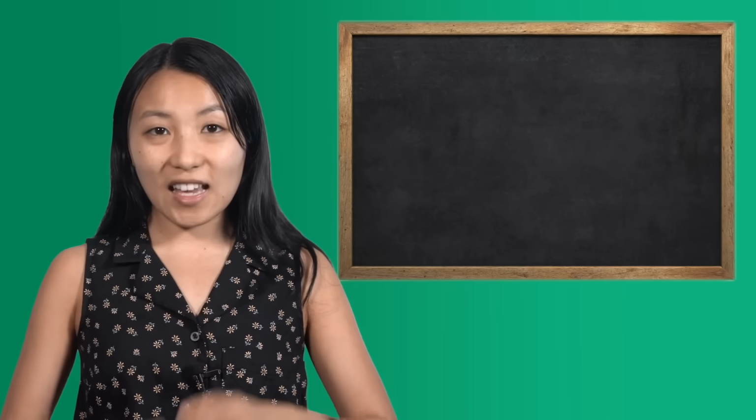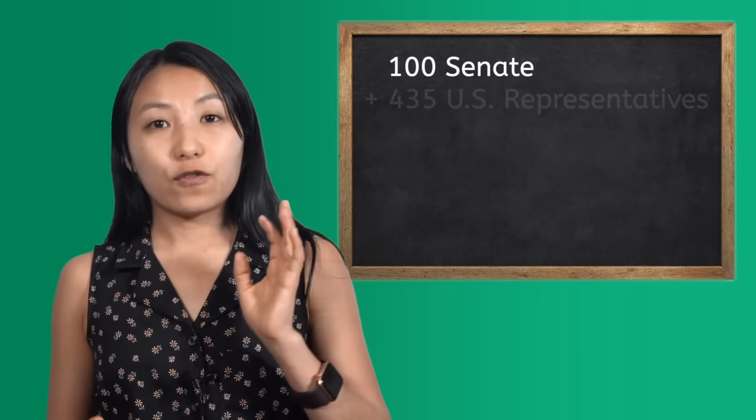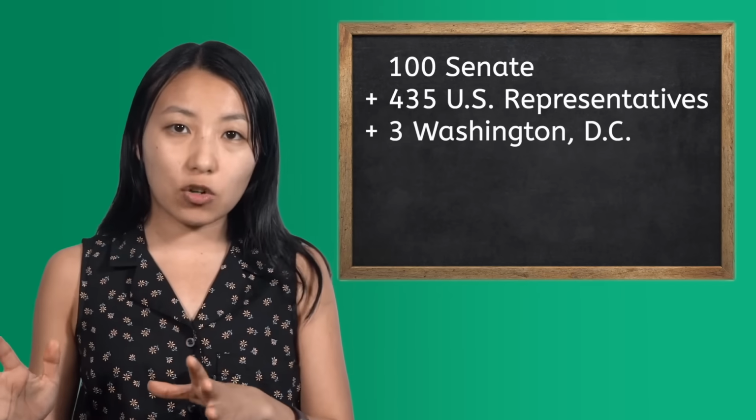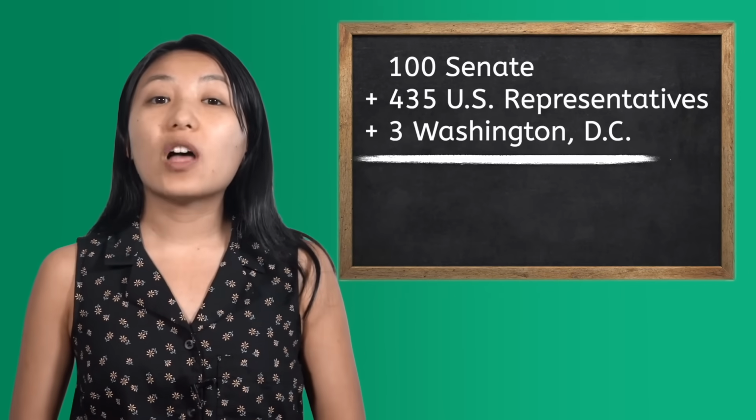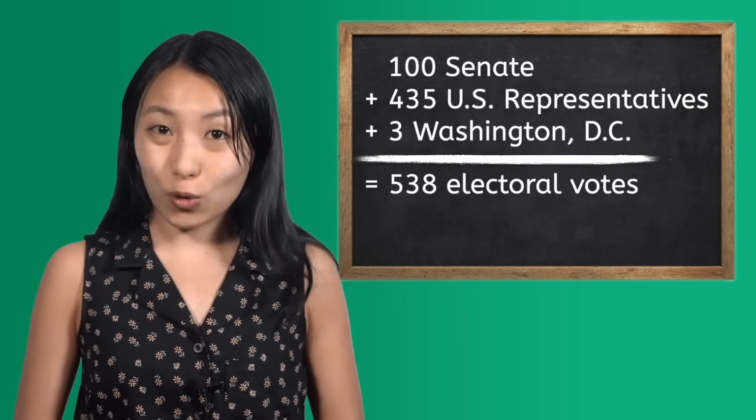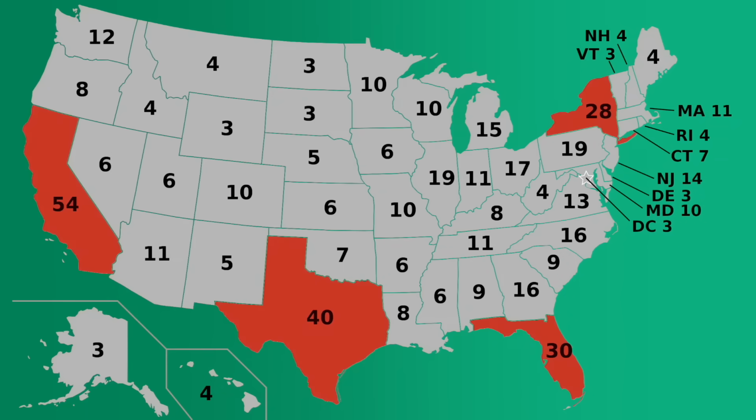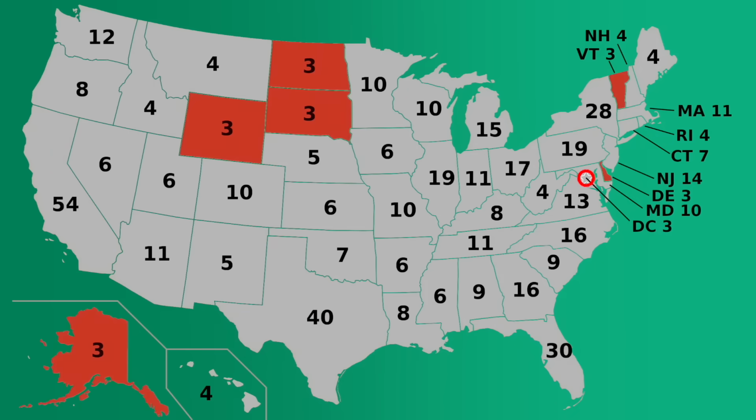Altogether, the 50 states have 100 U.S. senators and 435 U.S. representatives, plus Washington, D.C. currently receives 3, making a total of 538 total electoral votes. The 4 states with the most electoral votes are California, Texas, Florida, and New York, while Washington, D.C. and 6 other states have the minimum of 3.